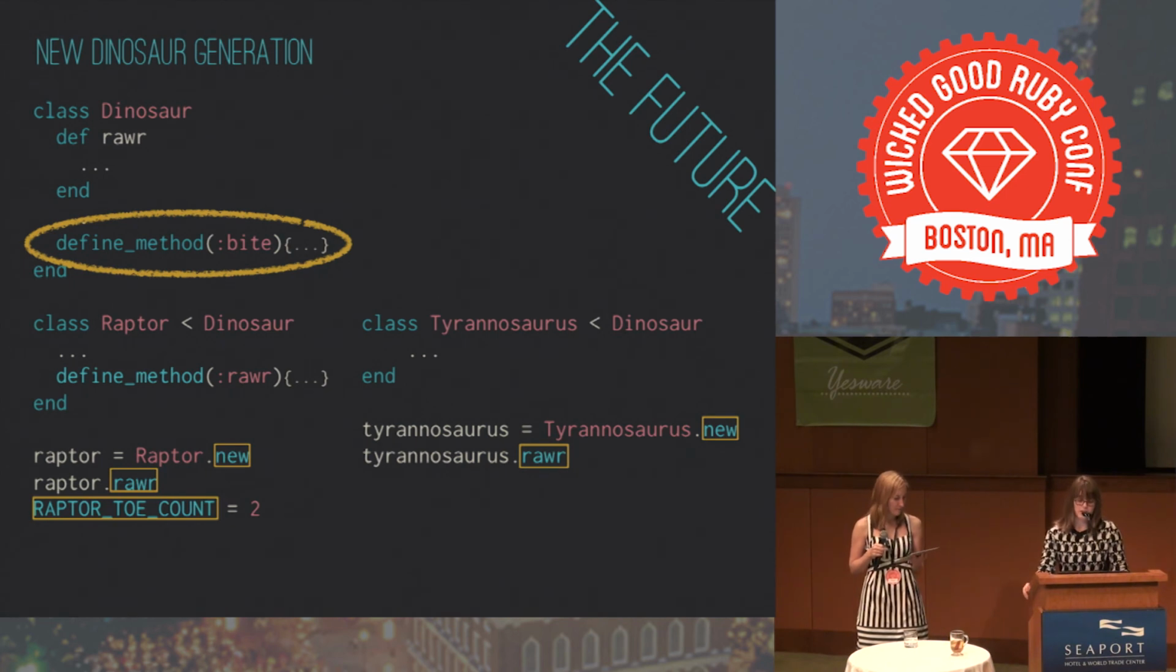So I just added this define method on the dinosaur class. This is going to increment the generation for all of the dependent classes, meaning that when we execute define method on the dinosaur class, we bump the generations for dinosaur, raptor, and tyrannosaurus. If any of those lines are executed again, they'll all have to be re-resolved.